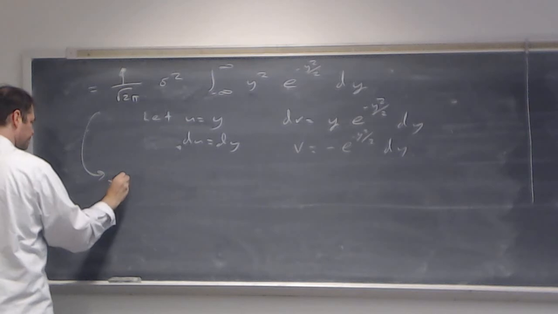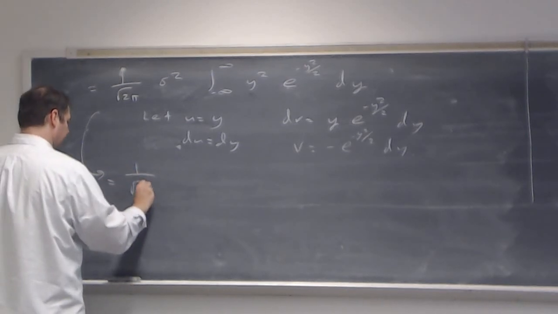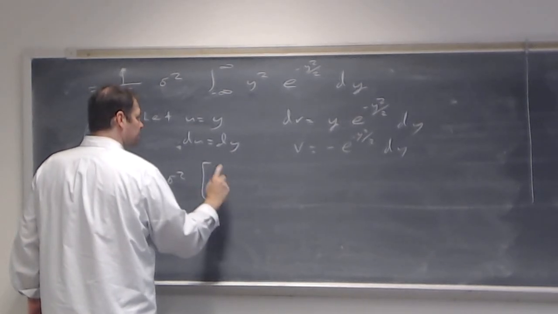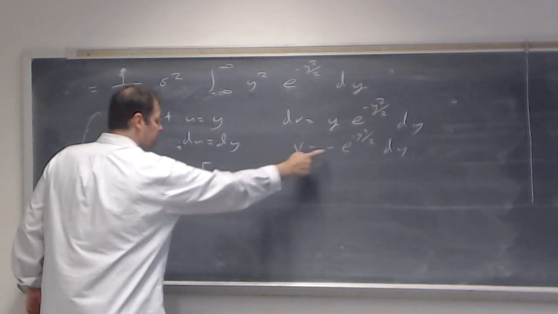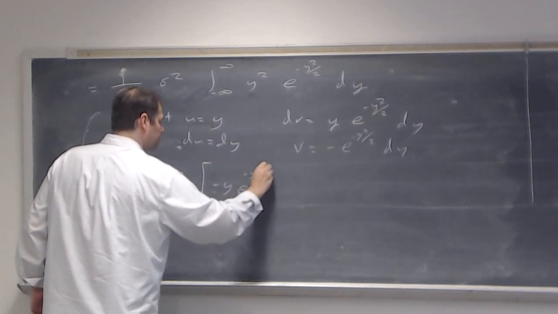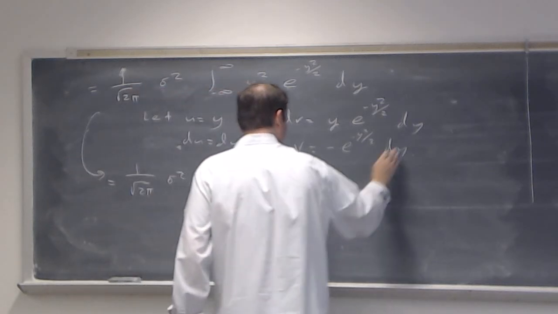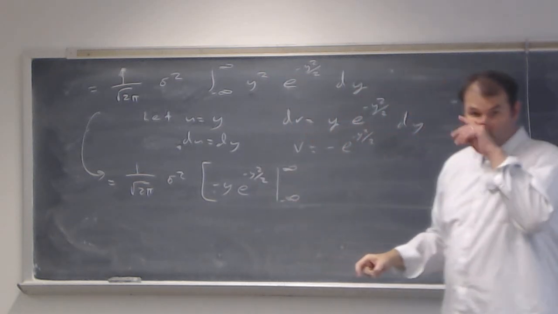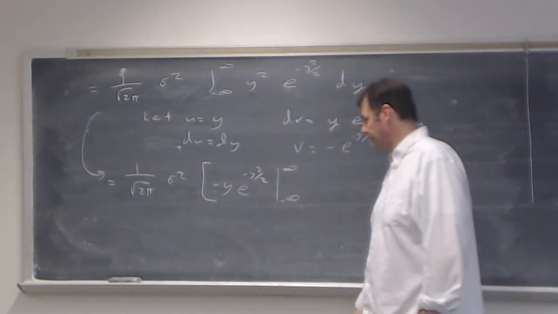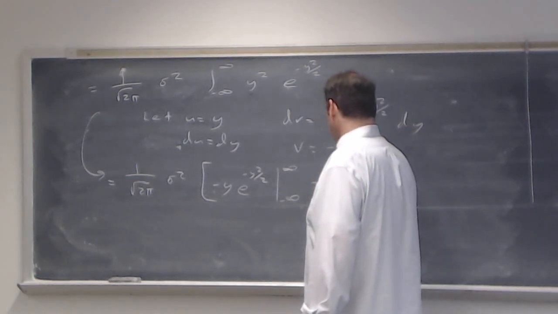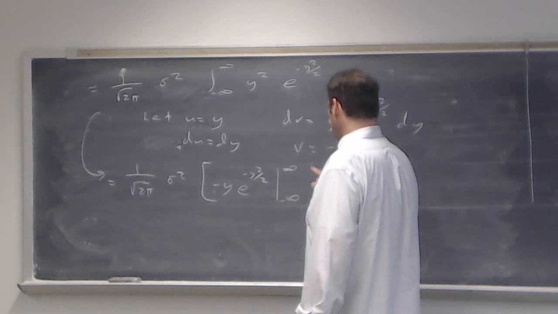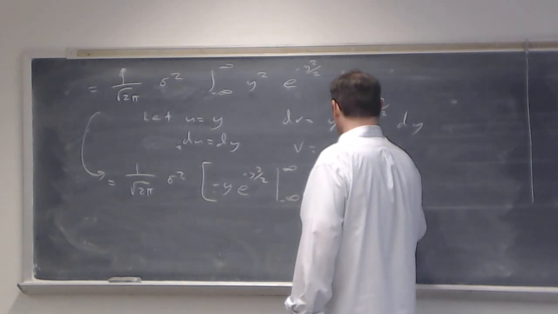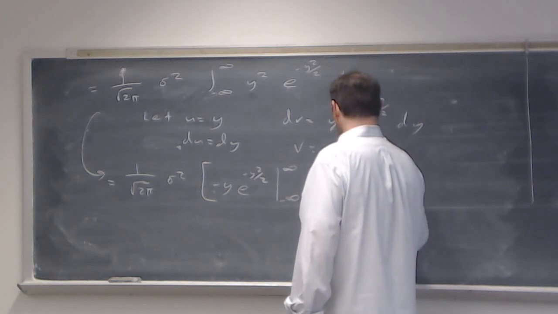So this is equal, I'm being very informal here, to 1 over the square root of 2 pi, sigma squared, times u times v, so it's minus y, that's the minus, times y e to the minus y squared over 2. This shouldn't have a dy. It needs to be evaluated from minus infinity to infinity. Look, this is very informal, you could have dummy variables involved there. You're taking the limits. And this is minus the integral of v du, so it's minus, and here's another minus, that makes a plus, the integral of e to the minus y squared over 2 from minus infinity to infinity, dy.